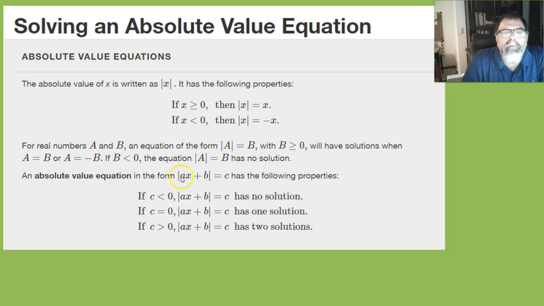Now, if it has the form of the absolute value of ax plus b equals c, it has the following properties. There are three cases again. If c is a negative number, there's no solution. If c is equal to 0, there's one solution. You just set ax plus b equals 0 and solve that. And if c is greater than 0, you're going to have two solutions. Again, you're going to set up this compound statement.